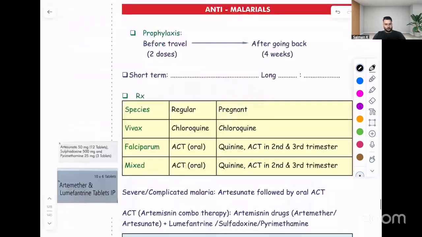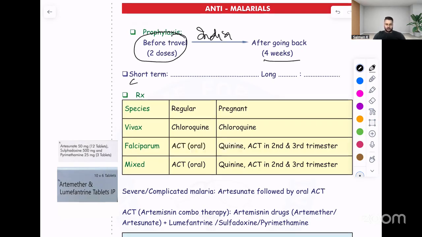Next is malaria. If a foreigner is coming to India, they need to take 2 doses in their country. Then throughout their stay in India, they should be taking this medicine. Then after they go back, they should take the medicine for 4 weeks. Now this depends on how long they're going to stay in India. If they're staying in India for less than 6 weeks, it's called short-term stay, where we give doxycycline daily. And if they're staying for more than 6 weeks, then I'm going to give a drug called mefloquine once a week. This is about foreigners.